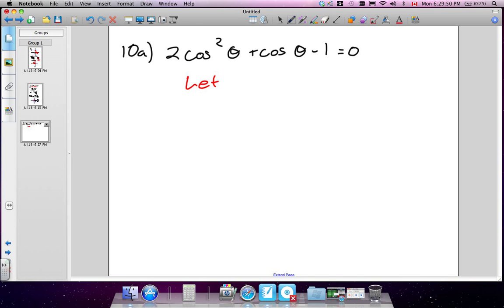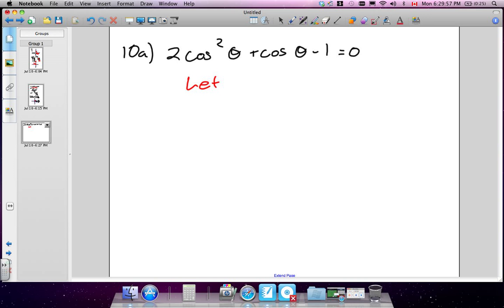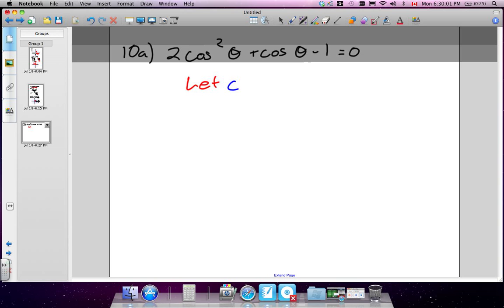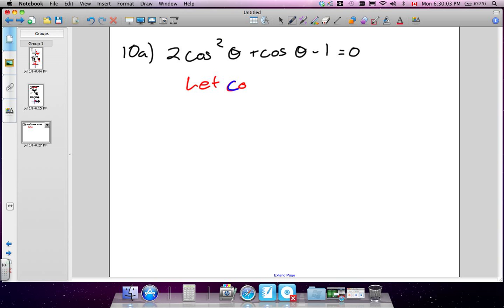Let theta... sorry, not just theta, but I want cos theta. I want to get rid of my trig identity so I can make this a quadratic equation. Sorry, I keep hitting the wrong button. There you go. Let cos theta equal, we'll say x in this instance. So our new equation becomes 2x squared plus x minus 1 equals 0.